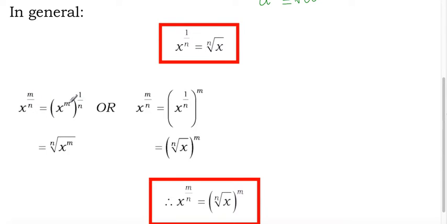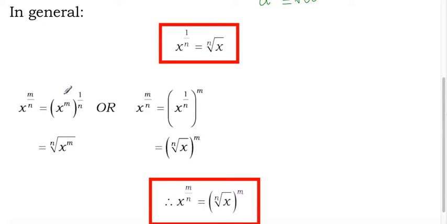So we know that if we have a power inside and a power outside, then we can multiply them. So m times 1 over n would be m over n. Or we can write it the other way around. It actually doesn't matter, we still get m over n. So if I put the fraction power inside, raised to the power of m, I still multiply those powers, and I have x to the power of m over n.